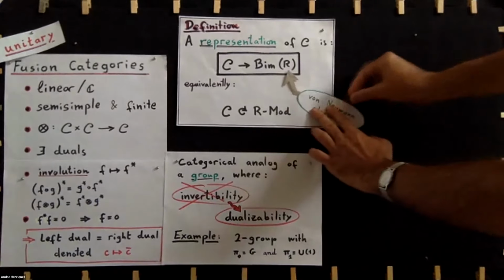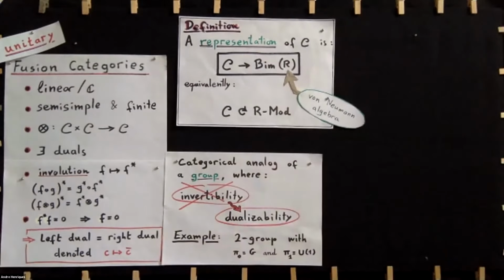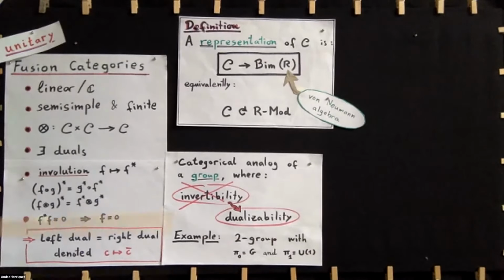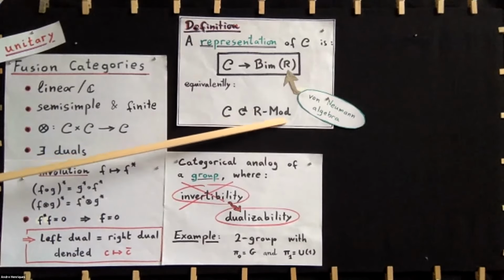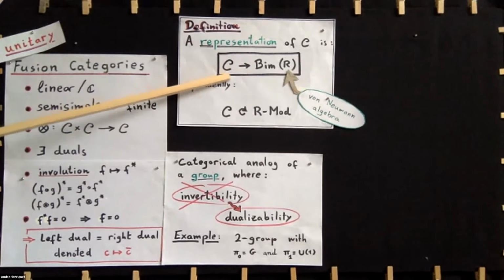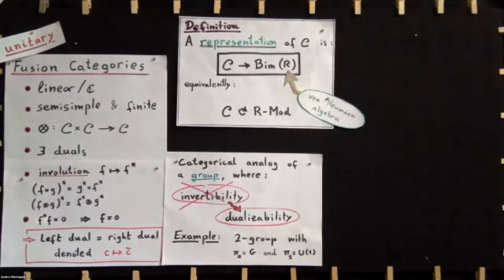a von Neumann algebra. So you have to pick a von Neumann algebra, R, and then a representation is an action on the category of R modules. So R modules is the thing on which C acts, and you can either think of it as being a tensor functor from C into bimodules, or an action on R modules. And these two perspectives are the same because the category of bimodules over R is the same thing as the category of endomorphisms of R mod.